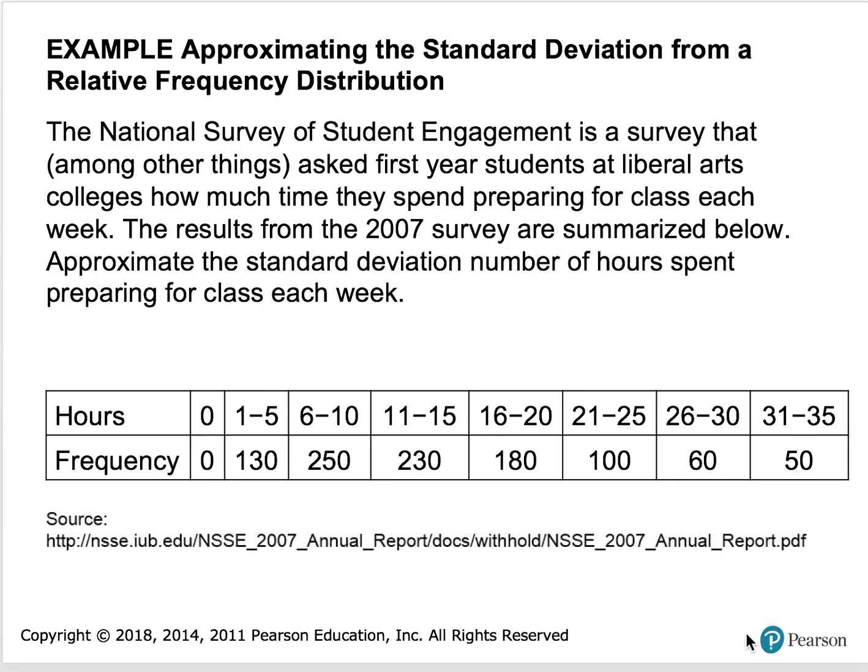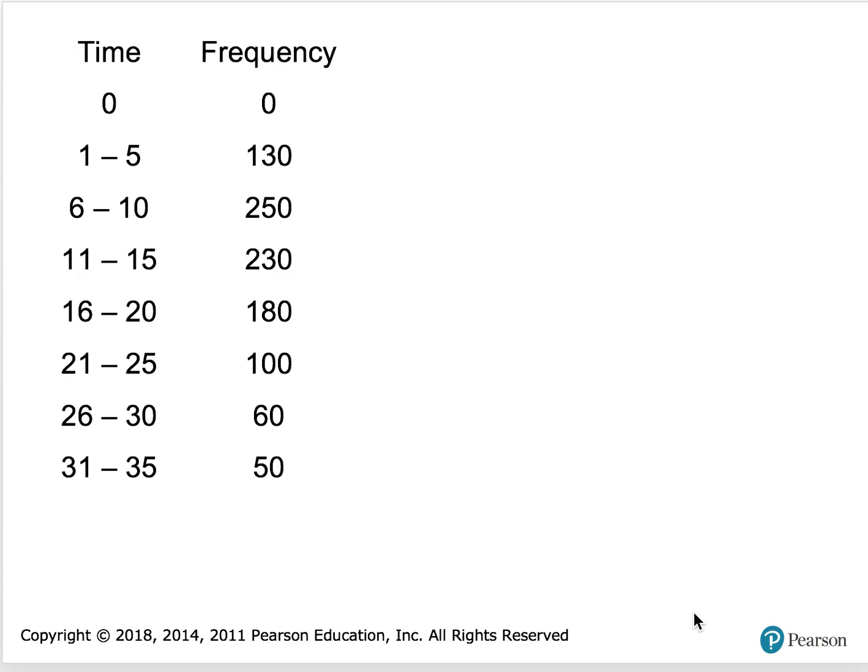Okay, so the National Survey of Student Engagement is a survey that, among other things, so we have the same data, right? Same data. So once again, let's rearrange it into a more useful form for us because I need to add some columns over here. Let's put our formula up here since all this isn't fitting on the same page, and because it's sample data, we're going to use s, just so we can be aware what I need to figure out in my table.